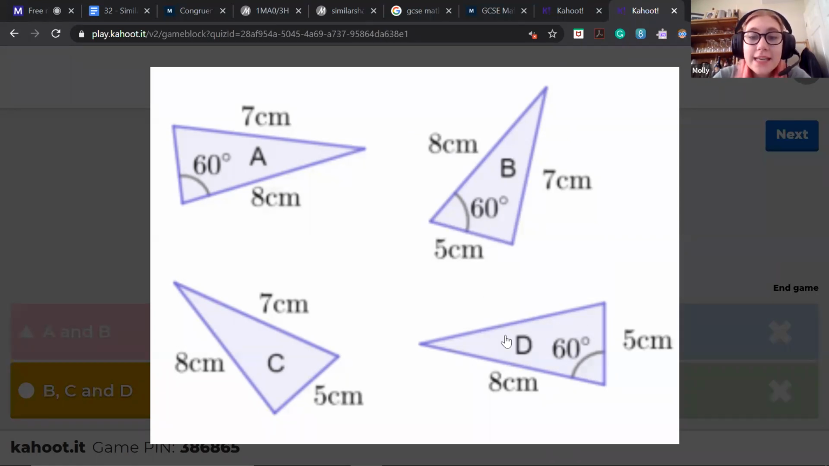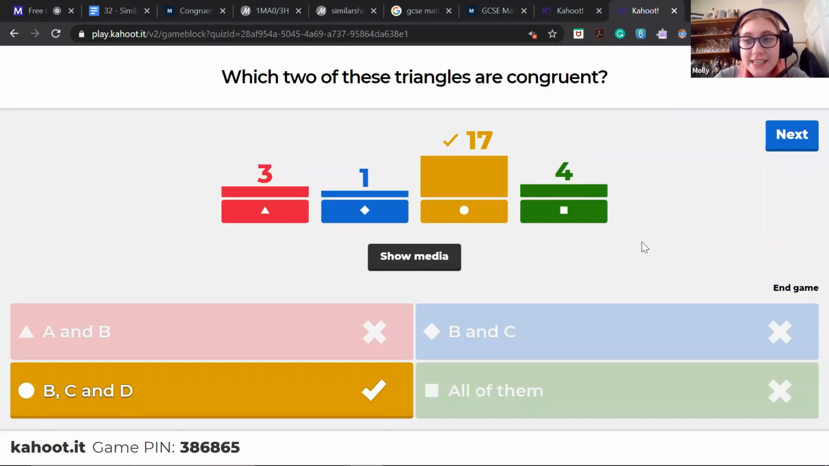And because B and D are congruent and B and C are congruent, that means that C and D are congruent, even though it's not by the same rules. So it's B, C, and D. So brilliant, well done.